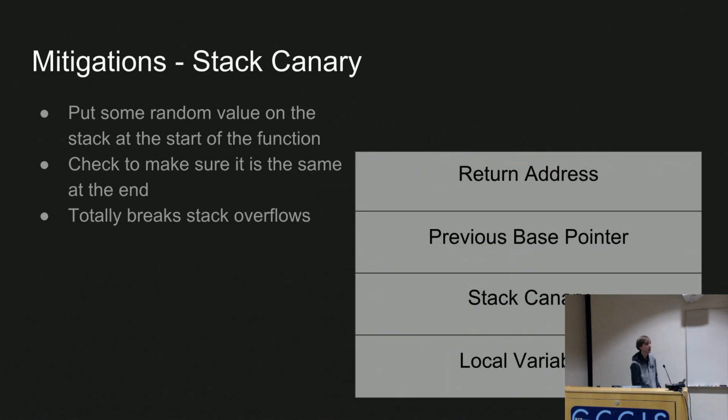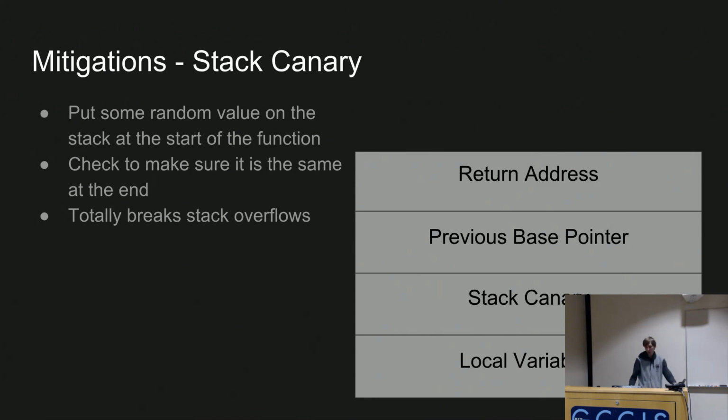And then the final mitigation I want to talk about, and probably the simplest, is stack canaries. The idea behind this is you basically put some random value on the stack at the start of the function, and then you check that that value hasn't changed at the end of the function. And you put that before the return address. So if you look in this picture, this would be the stack frame. You have the local variables, and then after the local variables, you have your stack canary. And then above the stack canary, you have the return address.